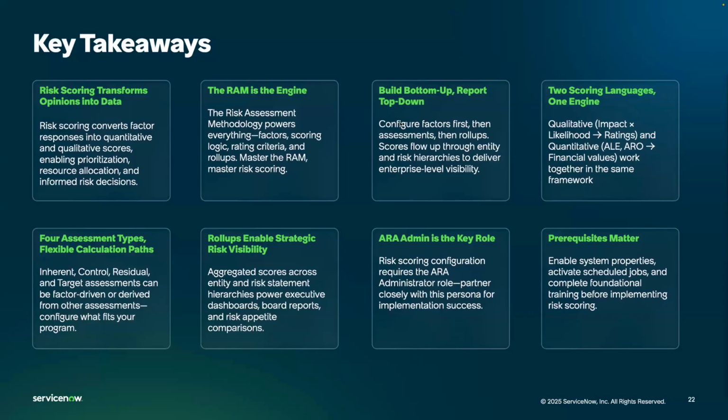Build bottom up, report top down. Configure factors, then assessments, then roll-ups. The data flows upward to give leadership the visibility they need. Two scoring languages, one engine. Qualitative and quantitative scoring work together. Use what fits your program maturity and stakeholder needs.